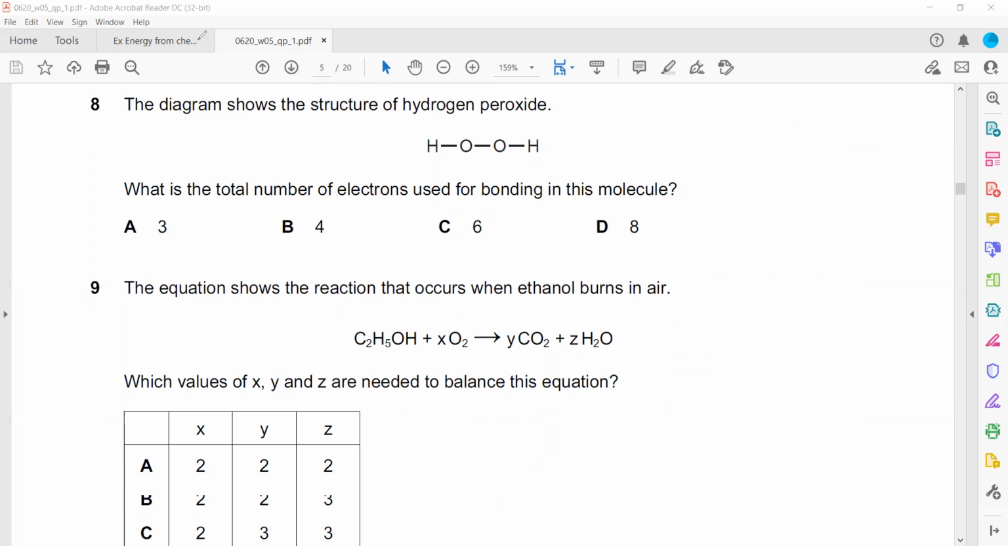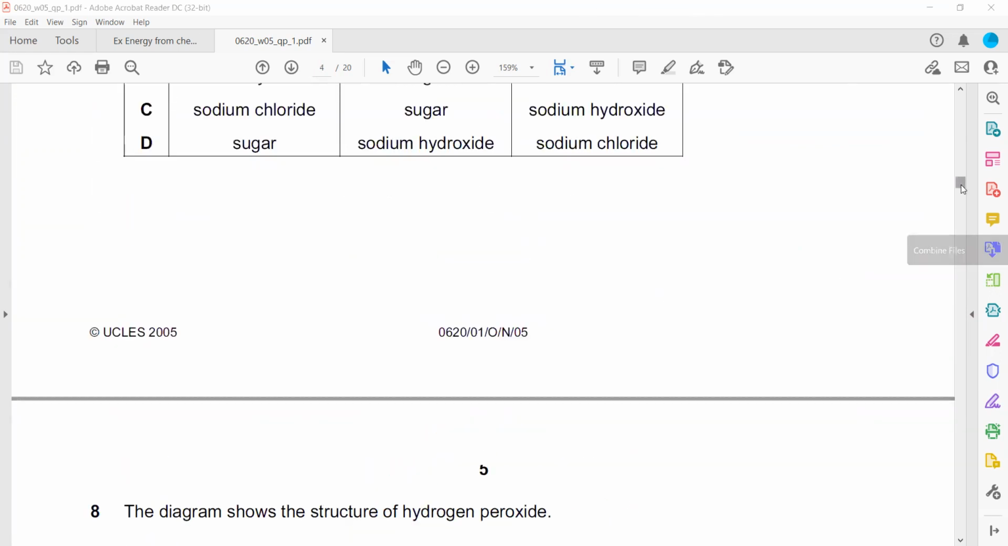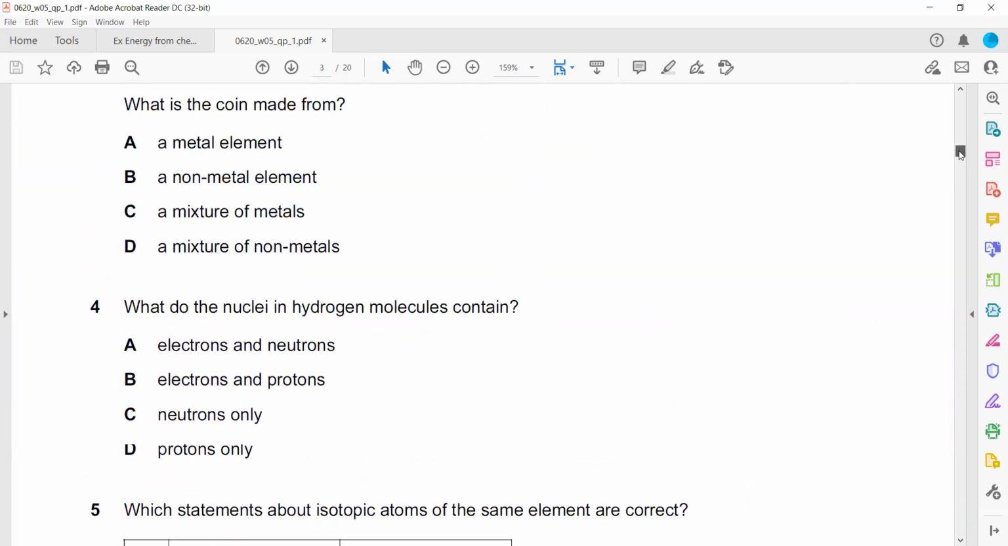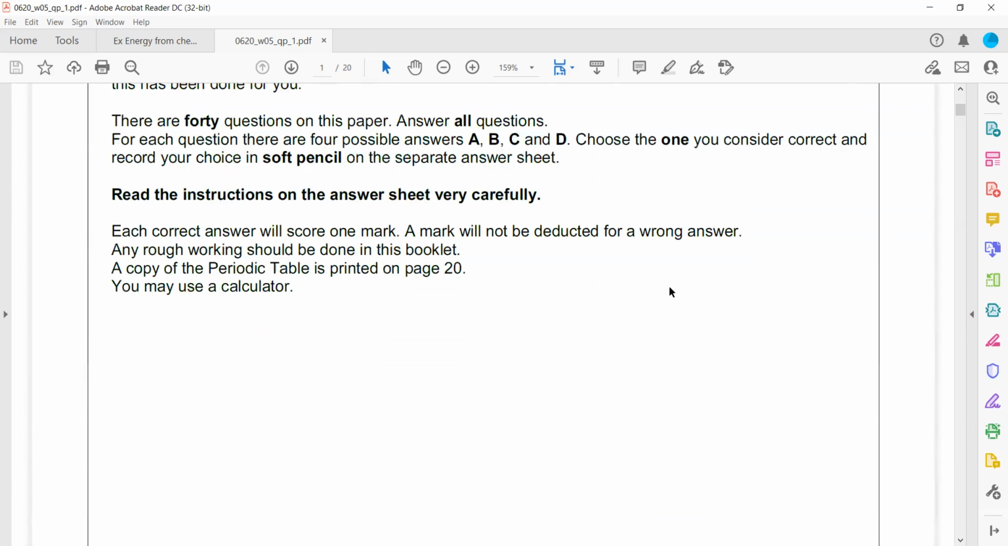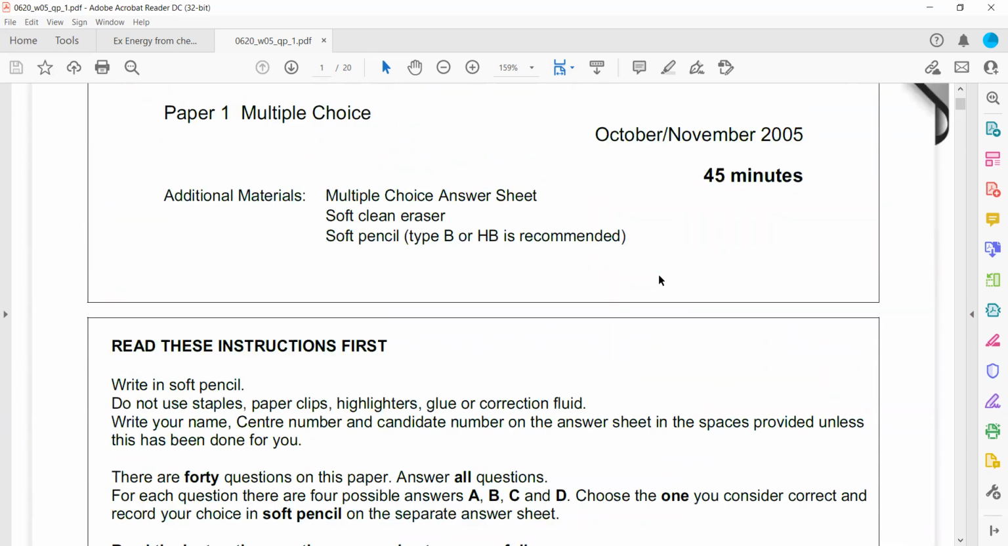So this was the May, June 2000, October, November 2005 paper. The next session will discuss more questions. Any question related to the class today? So I'll end the session and share this with you.